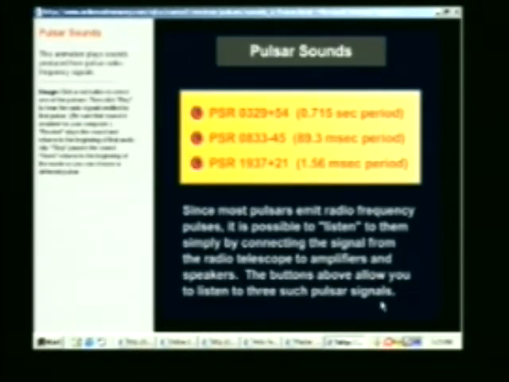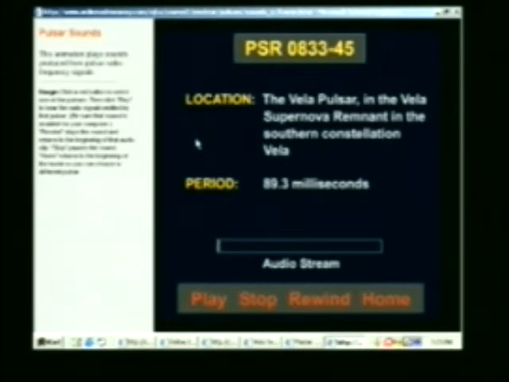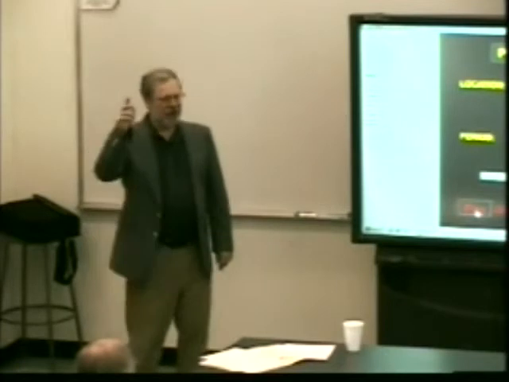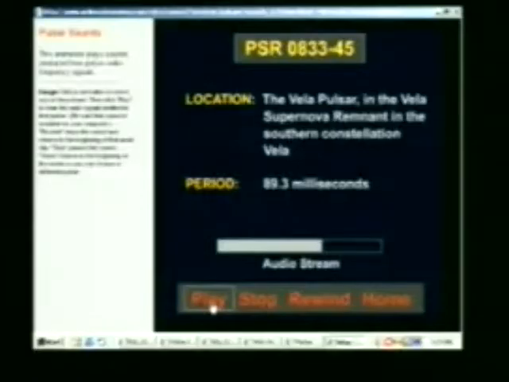Let's try the faster one. This is the really funky one. Percussion section over there. This is the actual signal from a pulsar, which obviously has a lot of non-uniformity in this very fast signal.